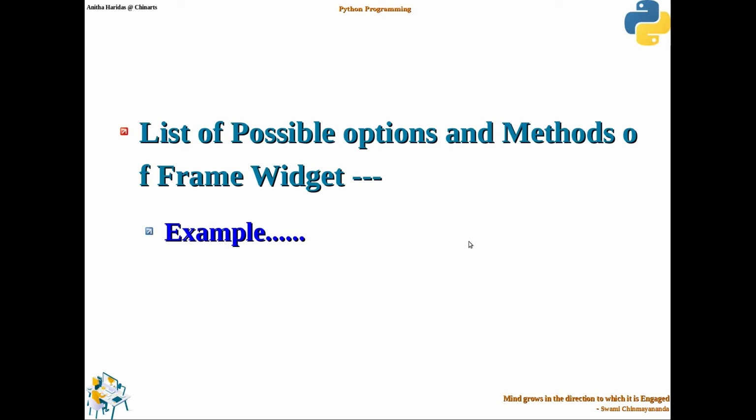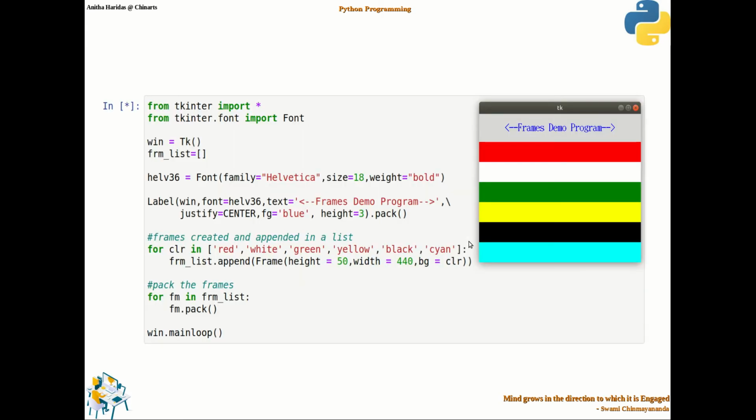Now let us see an example of frame widget. This is a simple example that shows how a frame widget can be used in a program. Please observe here, I am creating a window and I am having a list here. I create an empty list here.